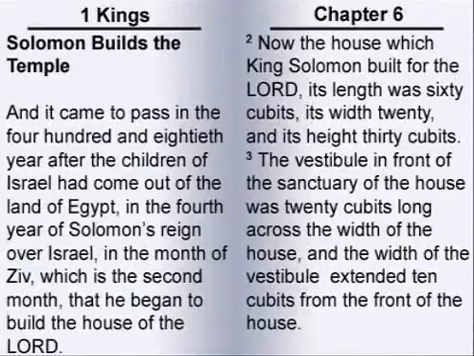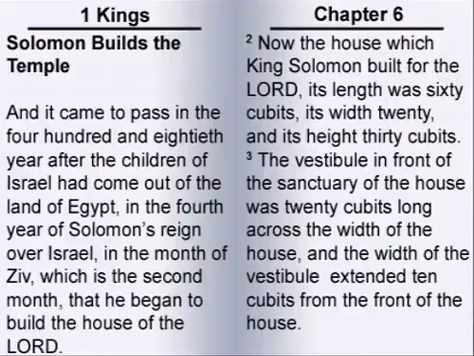Chapter 6. And it came to pass in the 480th year after the children of Israel had come out of the land of Egypt, in the 4th year of Solomon's reign over Israel, in the month of Ziv, which is the 2nd month, that he began to build the house of the Lord.